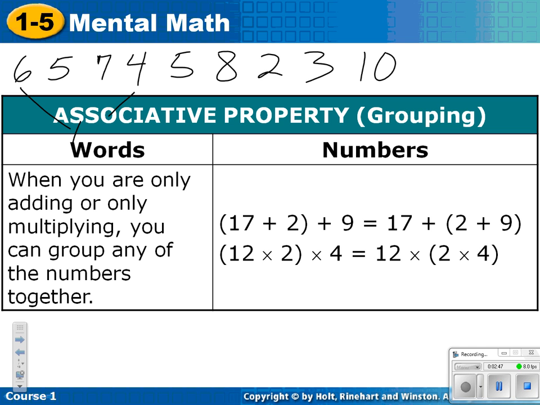6 and 4 is 10. 5 and 5 is 10. 7 and 3 is 10. 8 and 2 is 10. 10 and 10. So we got 10, 10, 10, 10, 50. Look for groups of nice even numbers. See what I mean? Grouping.